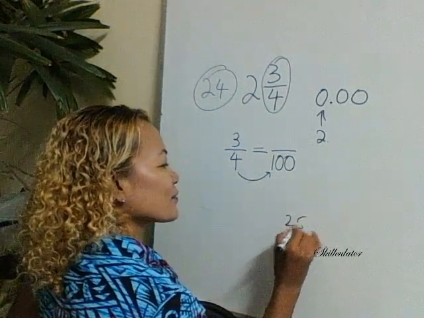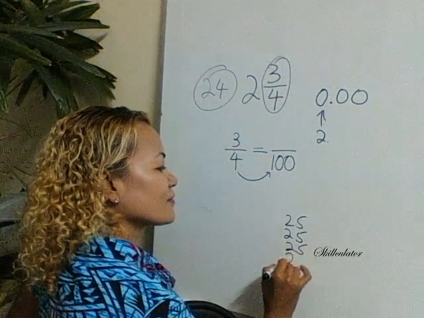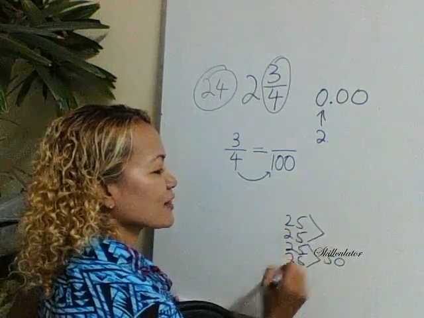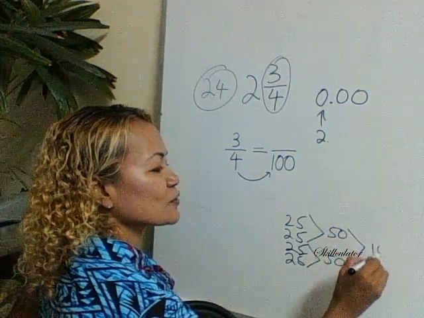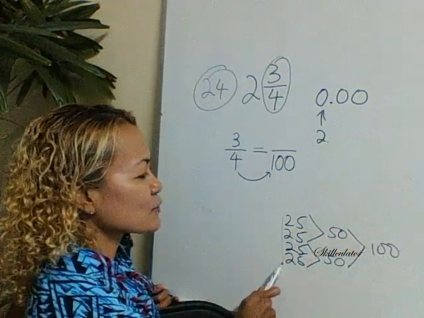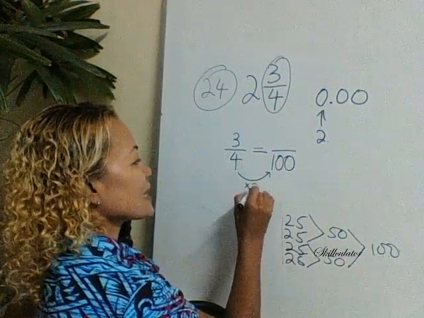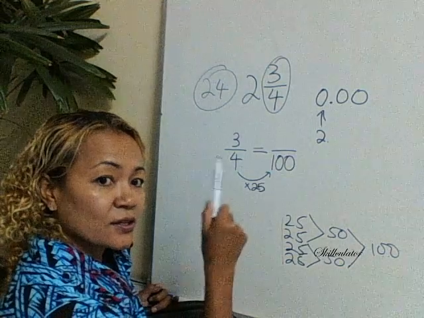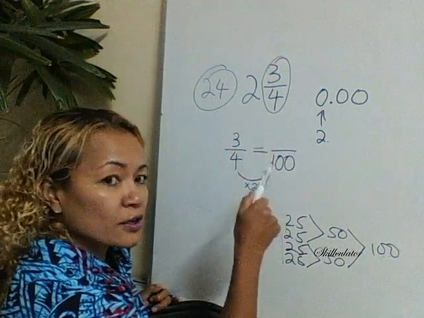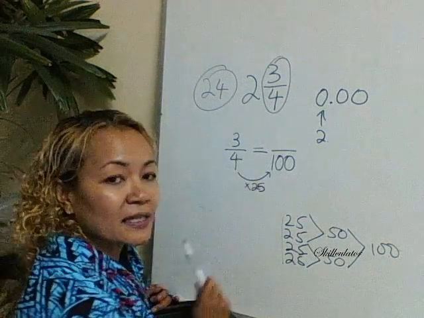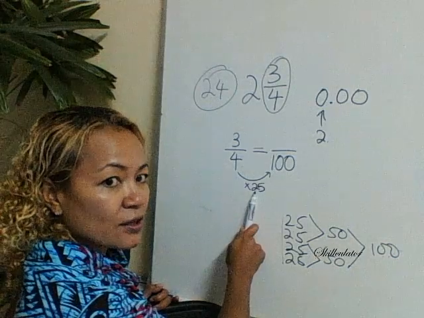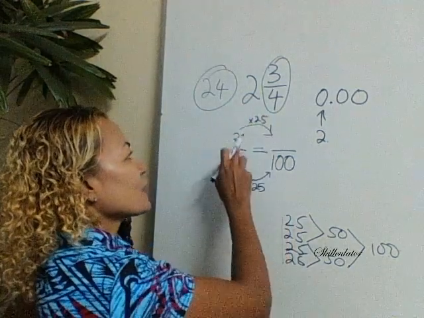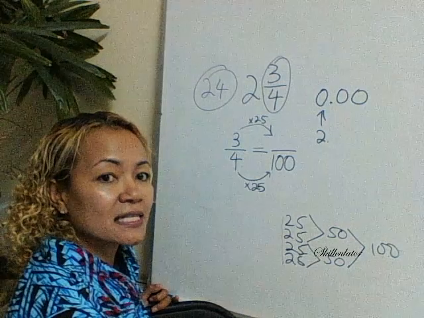And just to show you here, if you have 4 sets of 25, 25 plus 25 is equal to 50. This 25 plus 25 is equal to 50. And this 50 plus 50 is equal to 100. 25 times 4 equals 100. So here, times 25, you get 100. And what do you do in an equivalent fraction to the numerator? Either numerator or denominator, depends on what factor you've used for either side. If you've used times 25 for the denominator, you do the exact same thing to the numerator. Times 25, 3 times 25 is 75.